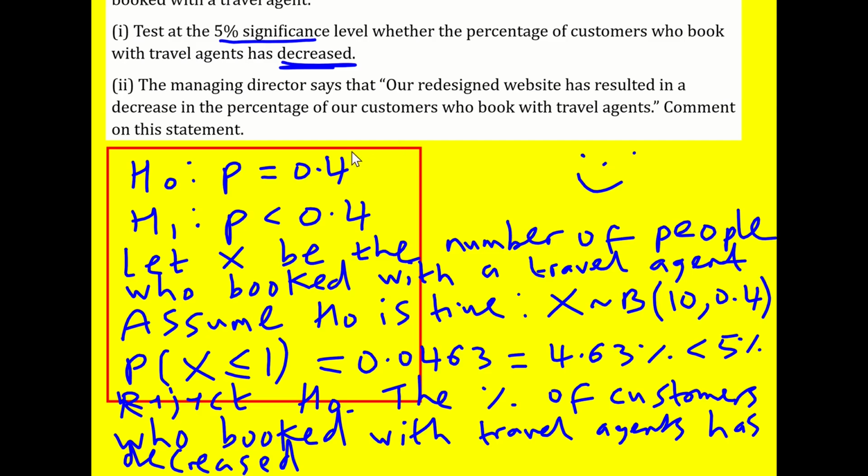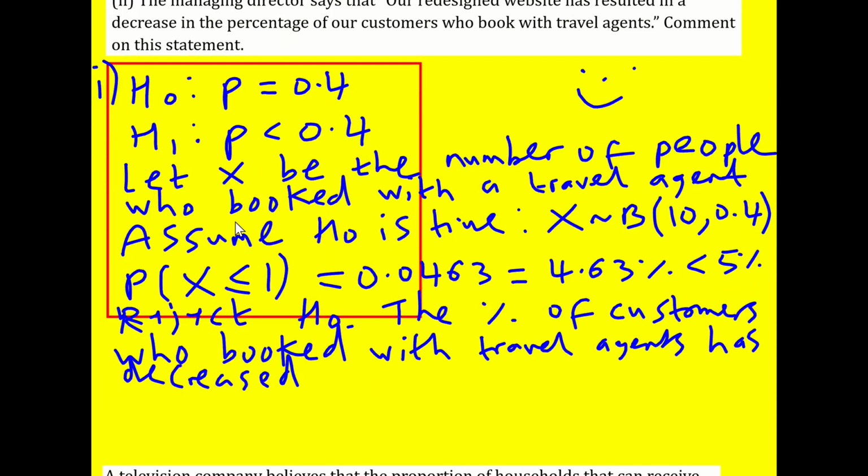Okay, just the last little bit of the question. I think I'm running out of room now. I've got a bit of space here.